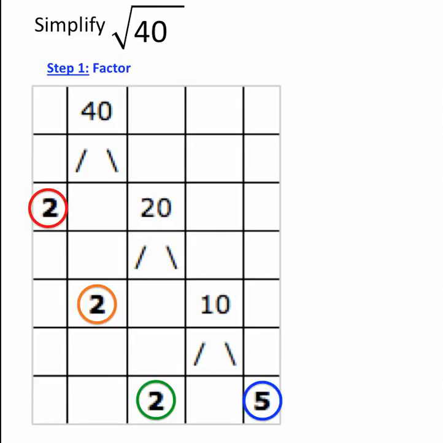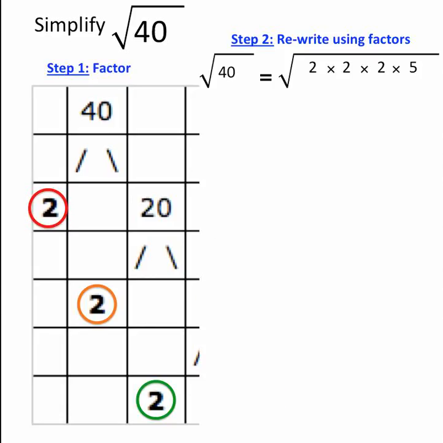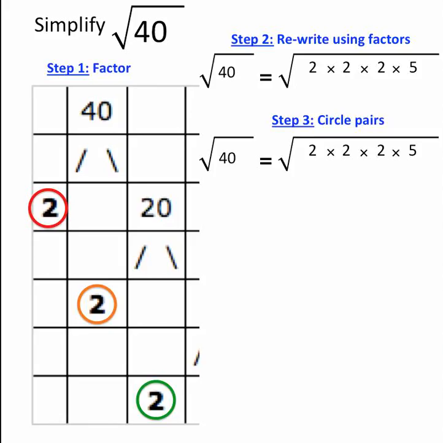Now that I have those factors, I can use them to rewrite my original expression using the factors. So I can say that radical 40 equals the square root of the product of its factors. In this case, 2 times 2 times 2 times 5. My next step is to circle all the pairs I see. And for this, I see one pair of 2's.